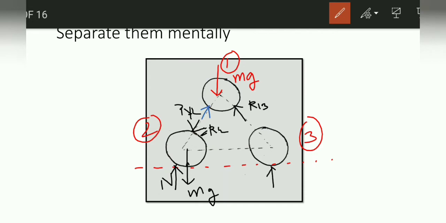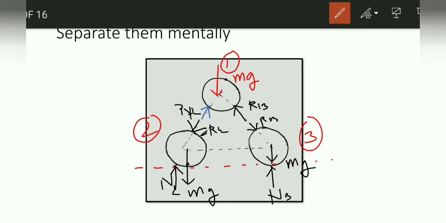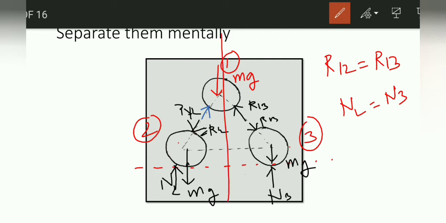Same here, there will be a normal reaction. Let's say this is N2, let's say this is N3. This will be R13, exact equal and opposite reaction, and this will be mg. Now if you see one thing, this is a symmetrical proportion, so 1 and 2 and 1 and 3. By the virtue of symmetry, we can say that R12 will be equal to R13 and N2 will be equal to N3, because around this line this is symmetrical.